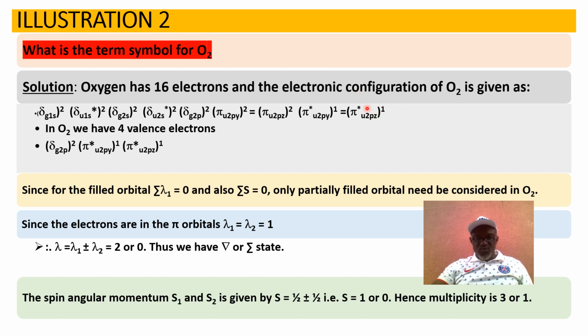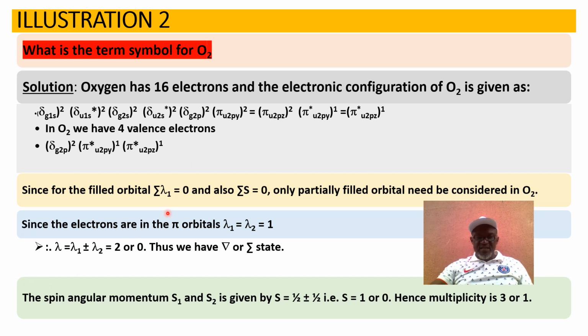So if you look at it, this one is not filled, and these 2 are filled. So our valence electrons are this one, and then these 2. Look at it: valence electron, valence electron. But this one is already filled, and these ones are not filled. Since for the filled orbital, summation lambda 1 will be 0 and also summation S will be 0, only partially filled orbitals need to be considered. So we'll leave this because it's already filled, and consider these partially filled orbitals.